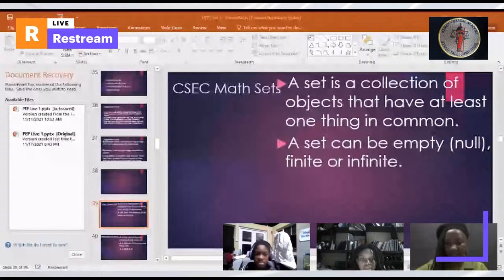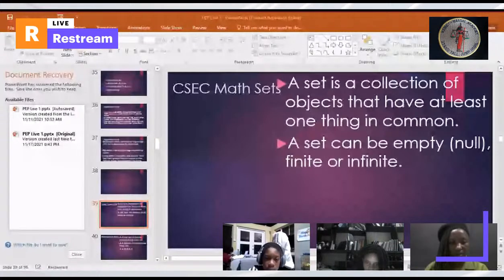A set is a collection of objects. CSEC math set. A set is a collection of objects that have at least one thing in common. A set can be empty, null, finite, or infinite.